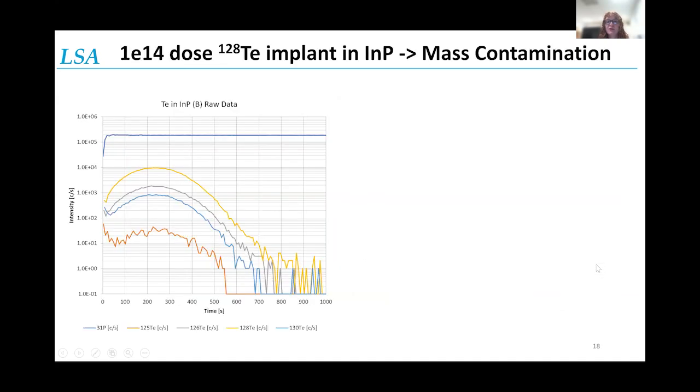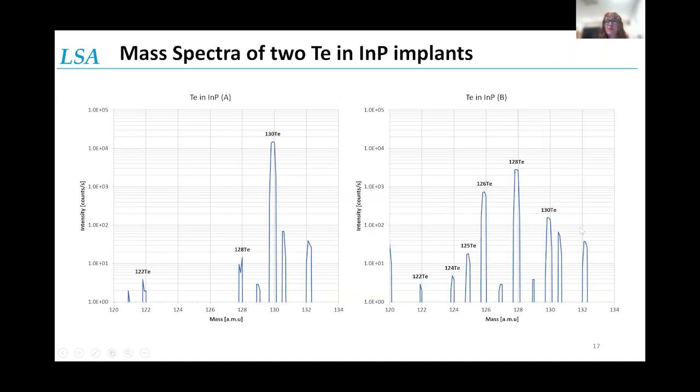So is the dose that we've been asked to have implanted into this material all at 130, or is it separated out across all the different isotopes? So we need to work this out.